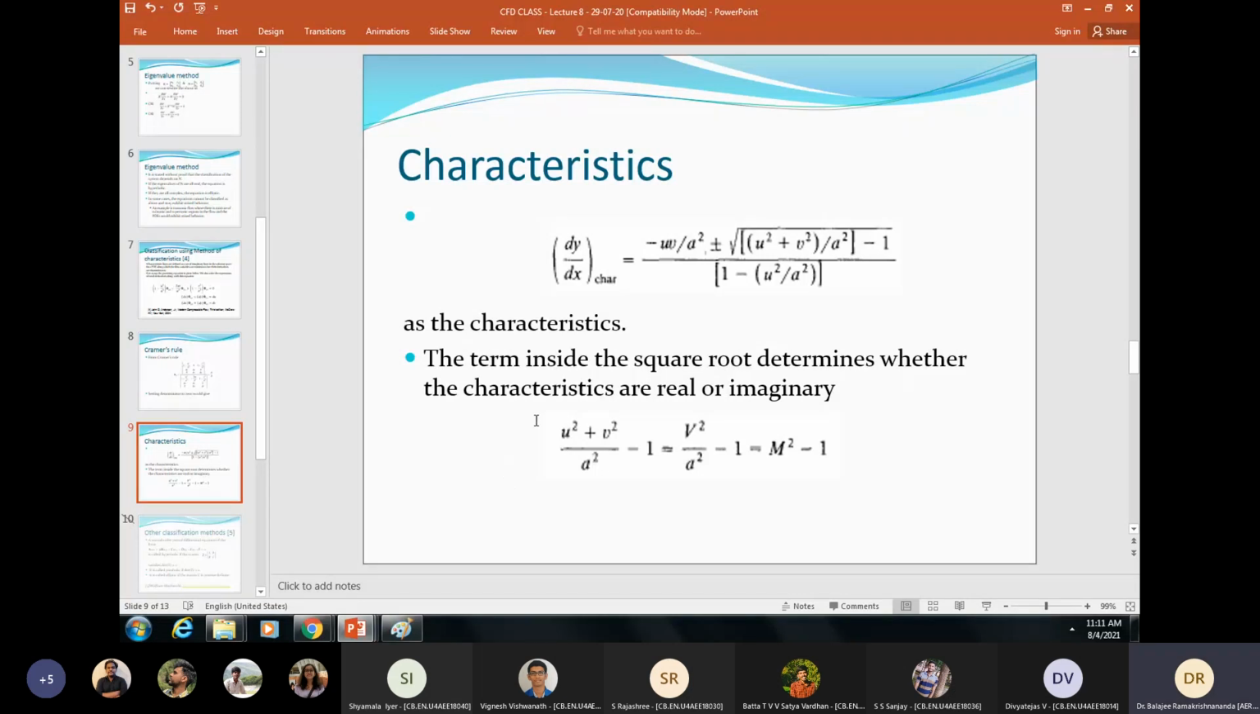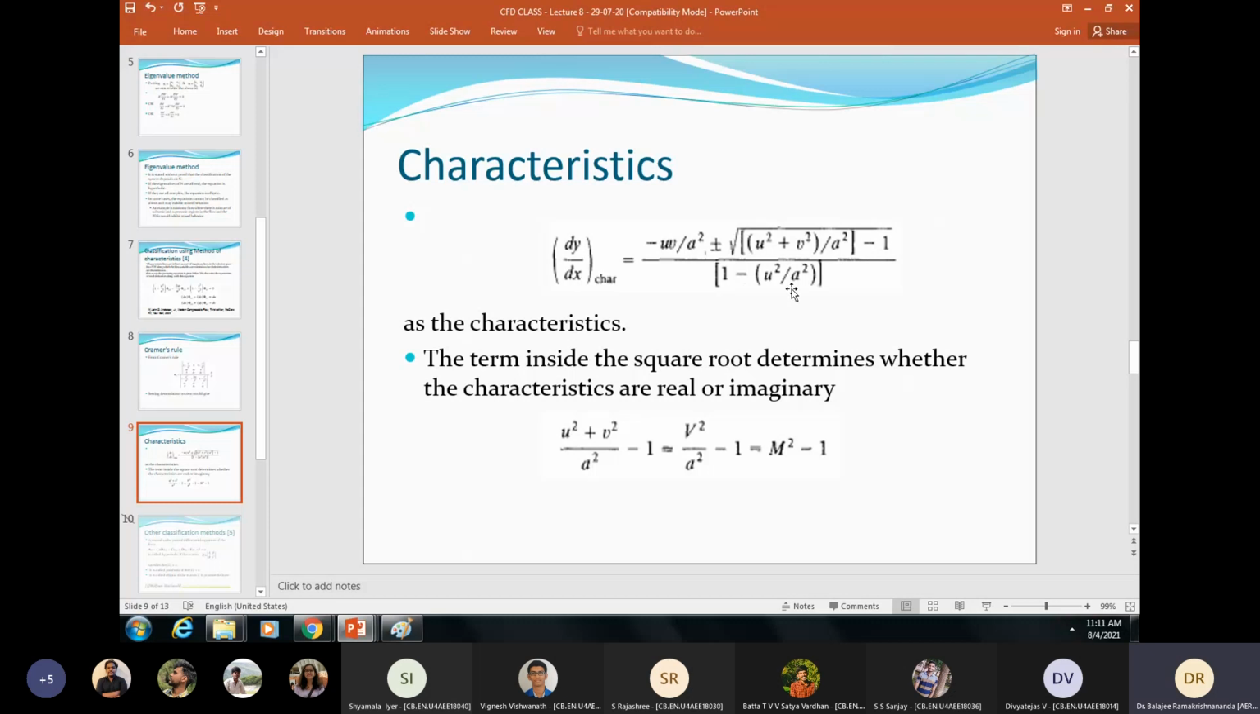Now let's look more at the behavior of this. If you look at the right hand side, there is the square root. U squared plus v squared is nothing but the total velocity squared divided by speed of sound squared. Velocity by speed of sound is Mach number. So this term is M squared, M squared minus 1. Square root of M squared minus 1, that is the discriminant.